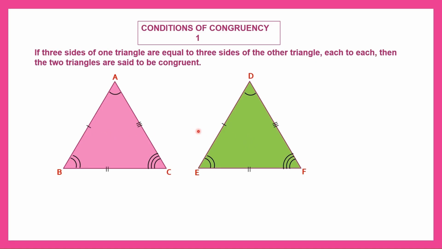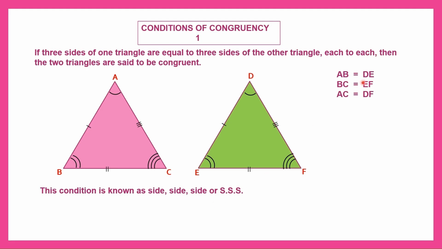So here we have one stroke, one stroke. Then we have 2 and 2, 3 and 3. This condition is known as side, side, side, or SSS. You just take the first letter of each word. So the first condition of congruency is that two triangles are said to be congruent based on SSS. That means 3 sides are equal. As you can see, AB is equal to DE, BC is equal to EF, and AC is equal to DF. The 3 sides are equal.